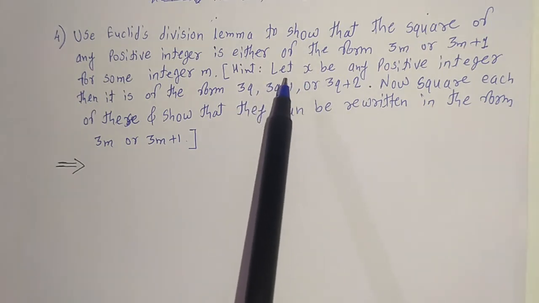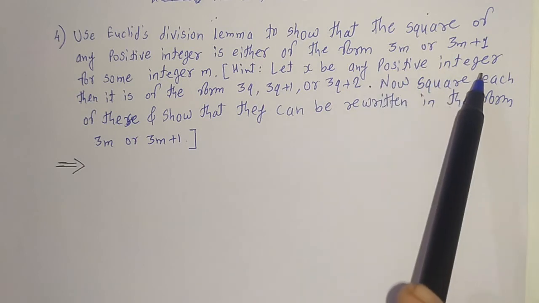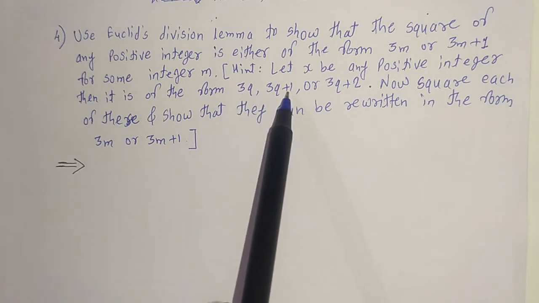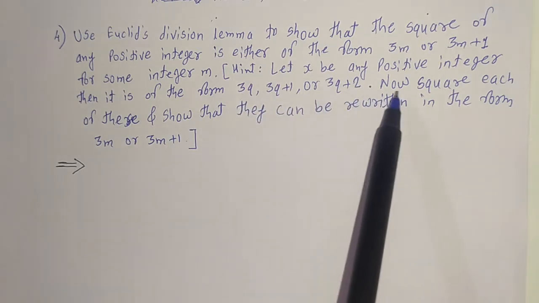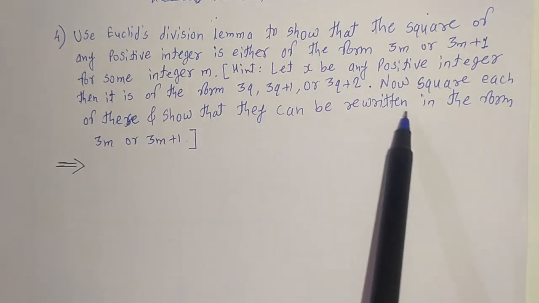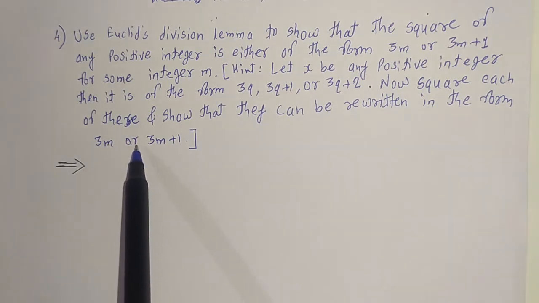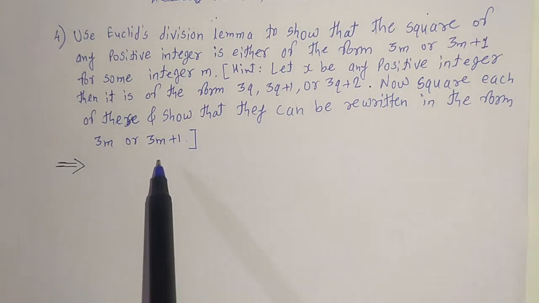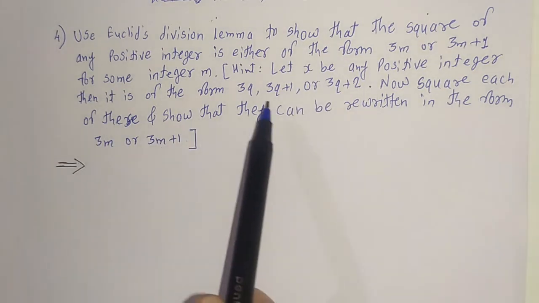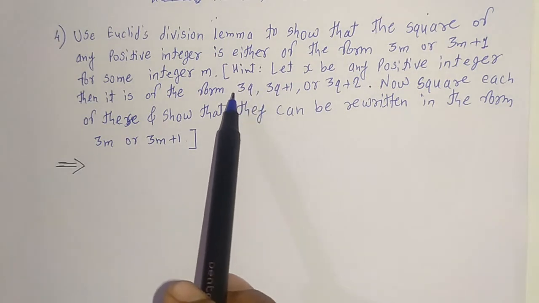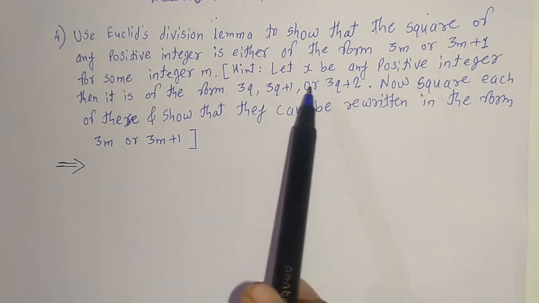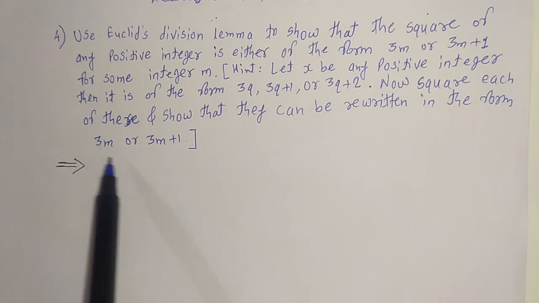How you can proceed: let x be any positive integer, then it is of the form 3q, 3q plus 1 or 3q plus 2. Now square each of these and show that they can be rewritten in the form 3m or 3m plus 1. So first you have to assume that x is any positive integer. Show that this can take these three forms. You get these three equations, and then if you square them, you will get either of these two forms.